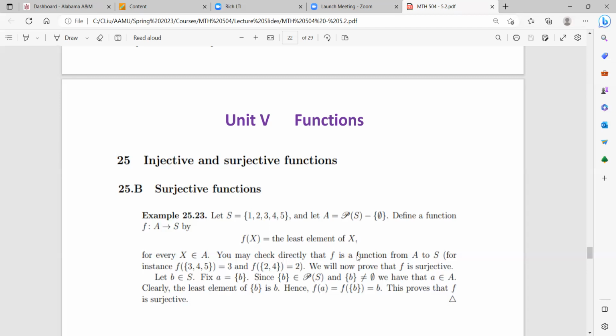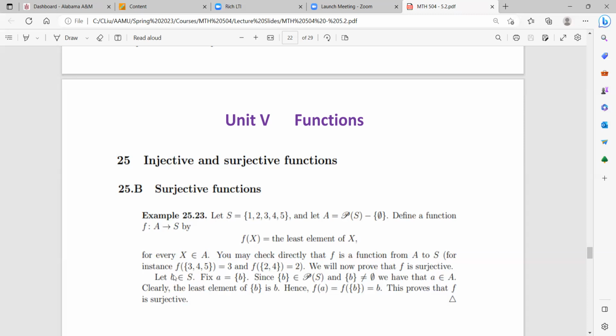And then you can easily show that the function is also surjective. What it means is, given any number in S, since this function is defined from A to S, that means for any element in the codomain S, which is 1, 2, 3, 4, 5, you can always find at least one subset of S so that the least element of that subset is that number. And that's easy to show.